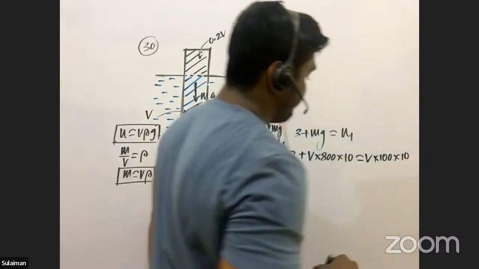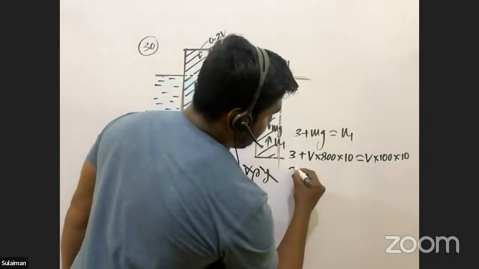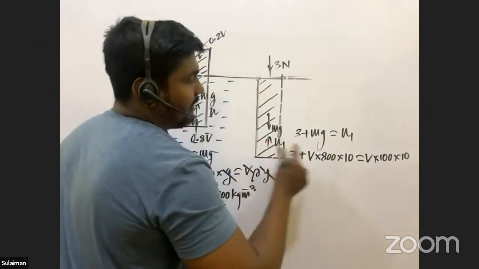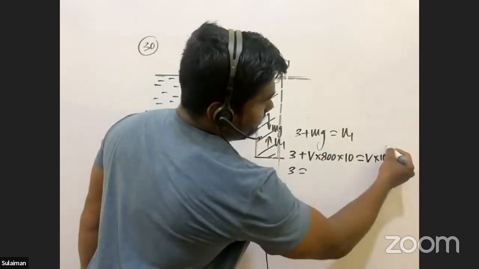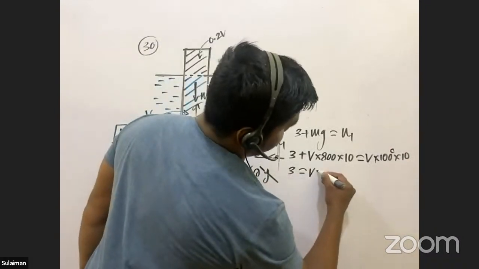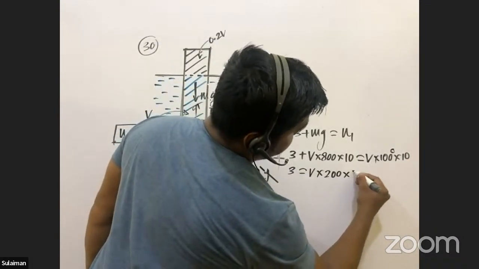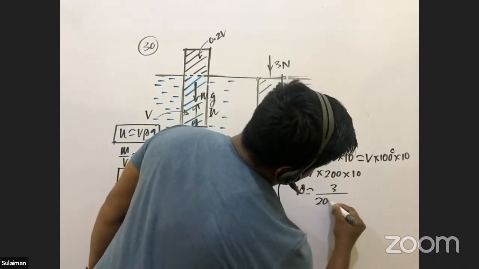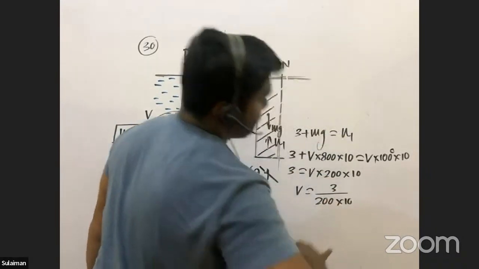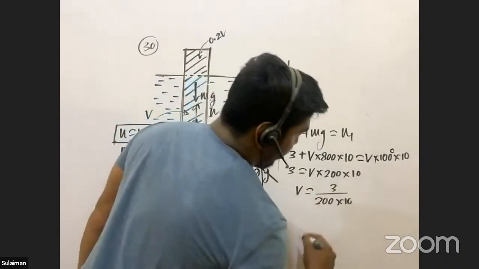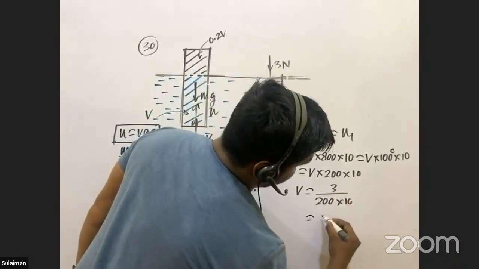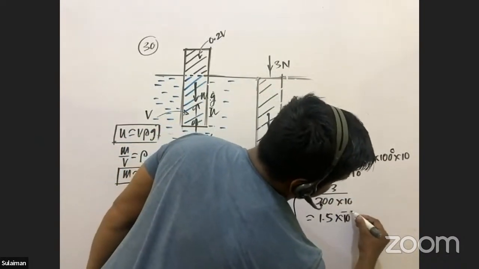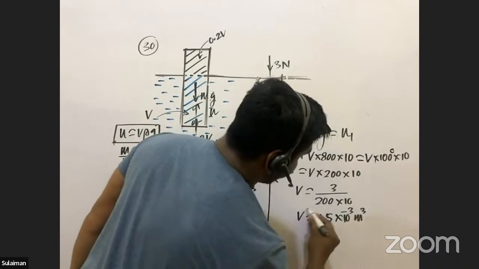Gravitational acceleration is 10. So when you simplify this, you will obtain 3 equals. If you bring this one to that side, somehow you will obtain how much? It's 1000. You will obtain V into 200 into 10. When you make capital V the subject, you will obtain 3 over 200 into 10. Right? That means you will obtain 1.5 times 10 to the power minus 3 meter cube as your volume.